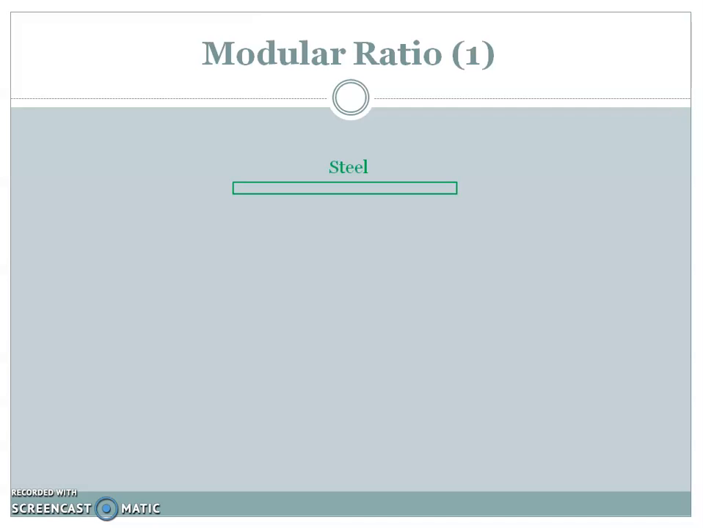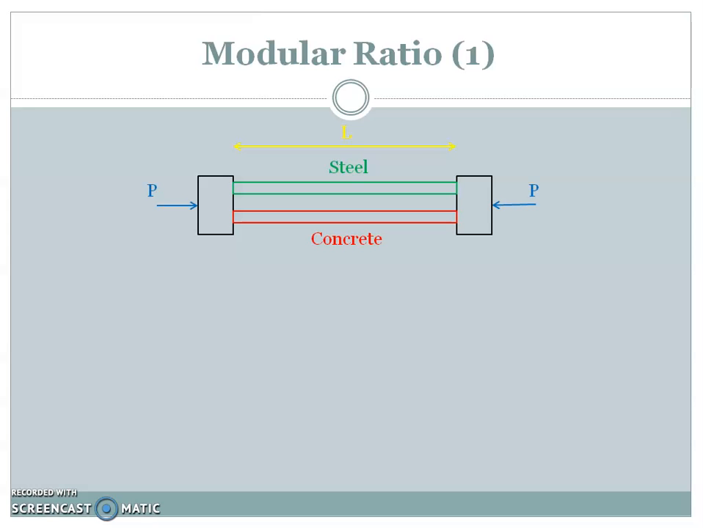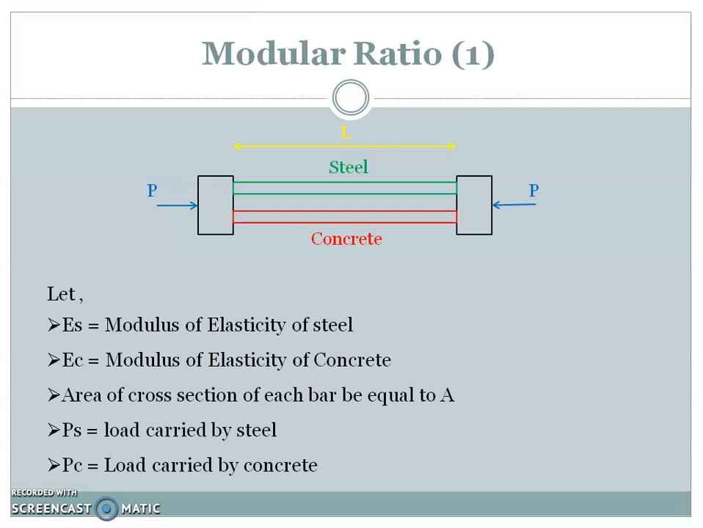Here I have taken a small example, a steel rod and a concrete rod. They are attached with a plug, the rods are of length L, and there is a point load or compressive load exerted from both sides of the structure. Let ES be the modulus of elasticity of steel and EC the modulus of elasticity of concrete. Area of cross section for each bar is equal to A.